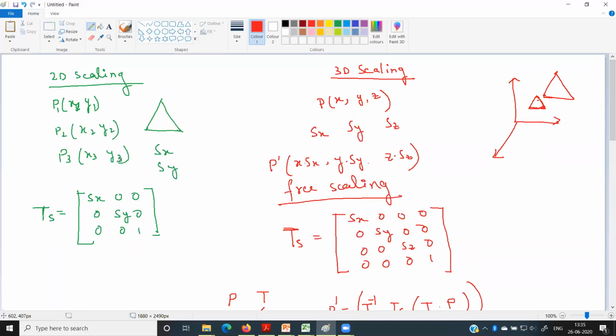In case of 3D scaling, if you compare both the scalings, better I write it: the transformation matrix T2S and the transformation matrix T3S. T2S means the transformation matrix in the 2D plane, and T3S is in the 3D plane. Fine. So again I am telling you, while you read the 3D transformation, put the 2D transformation on one side and compare it, and write down the 3D transformation. It will be very easy for you for understanding purposes.